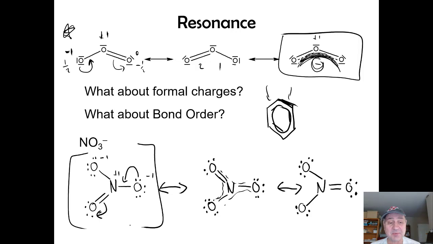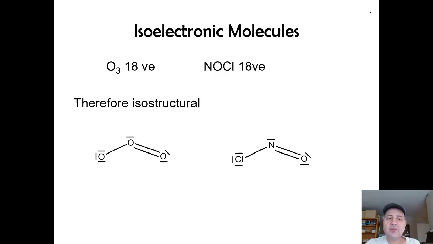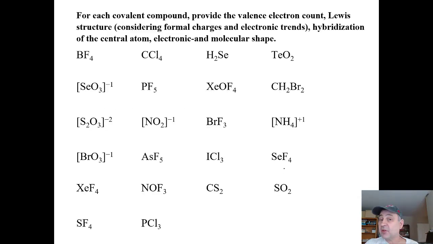I bet they still haven't updated it. You will find the resonance structures where nitrogen has 10 electrons, and that can get you in trouble, at least on my exam. Isoelectronic just means the same number of electrons. If you have two molecules with the same number of atoms, like ozone and nitryl chloride, with the same number of atoms and the same number of electrons, they will be isostructural. They'll have the same Lewis structures. Pretty simple here. This is pretty much it.